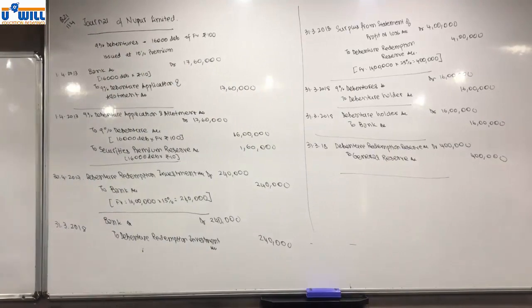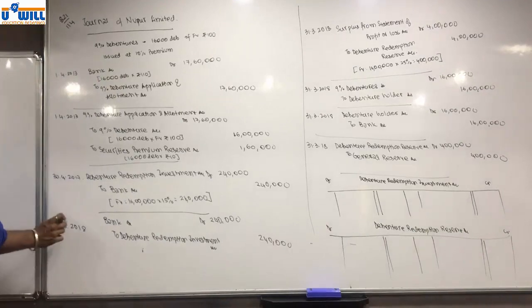Go through the flow of entry. We have to make the account also. Account बना लो 5 lines का. Make 5 lines account. Go through the entry.